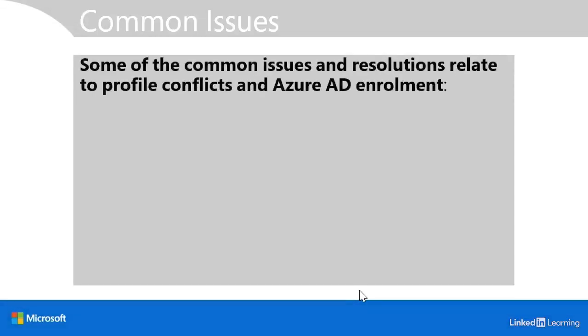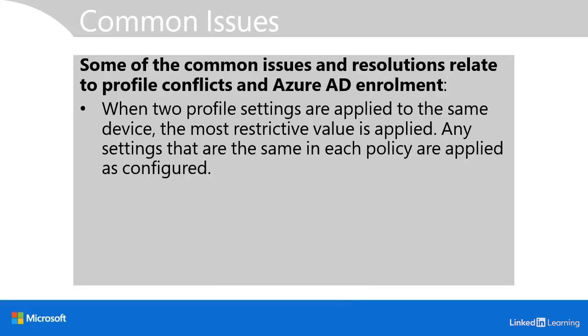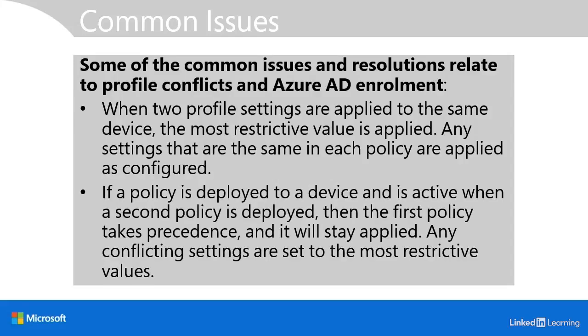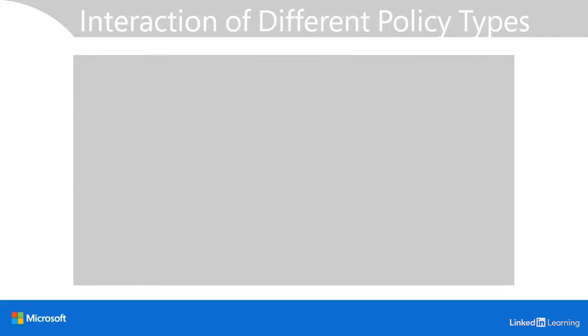Common issues that you might find are when 2 profile settings are applied to the same device, the most restrictive value is applied. So any settings that are the same in each policy are applied as configured. If a policy is deployed to a device and is active when a second policy is deployed, then the first policy takes precedence and stays applied. Any conflicting settings are set to the most restrictive values though. So if you use that the first policy stays applied except for where there are conflicts, in which case the most restrictive setting applies, you should be pretty good.